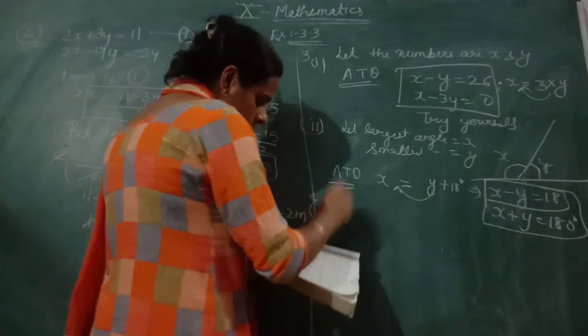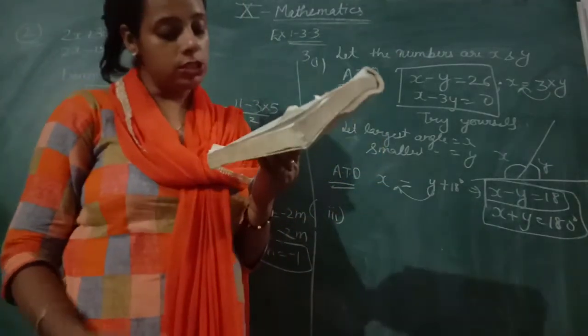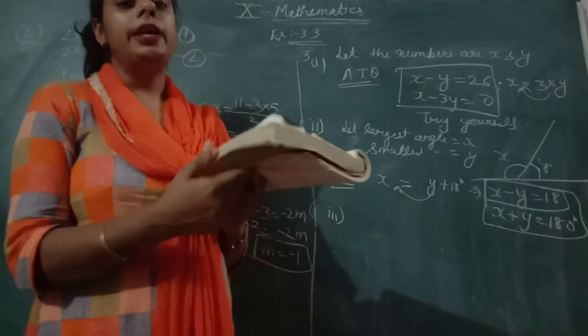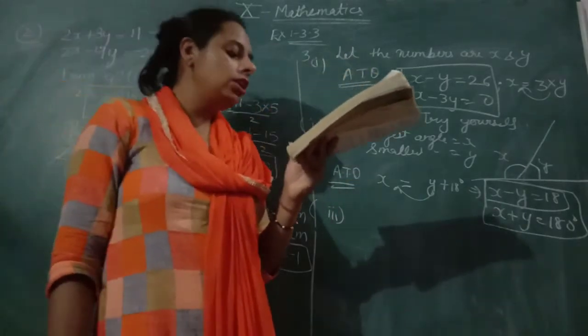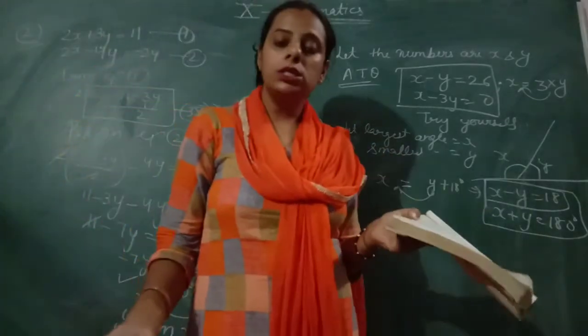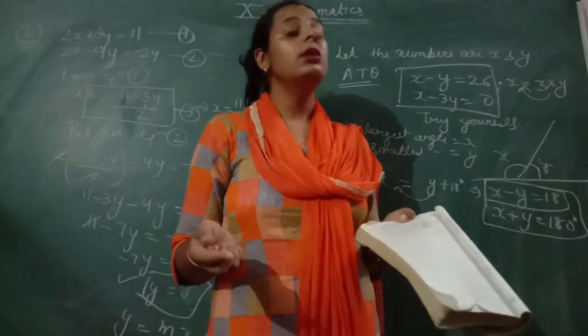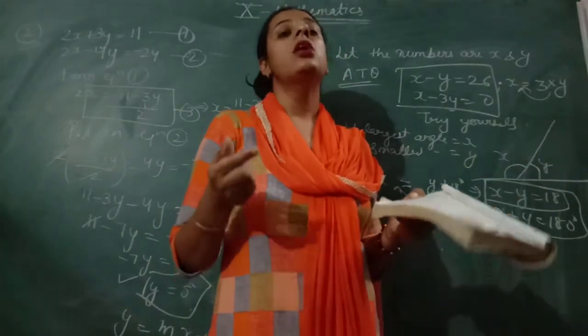What is the statement? The coach of a cricket team buys 7 bats and 6 balls for rupees 3800. Later she buys 3 bats and 5 balls for rupees 1750. So what you have to consider: let the cost of 1 bat be x rupees, and the cost of 1 ball be y rupees.